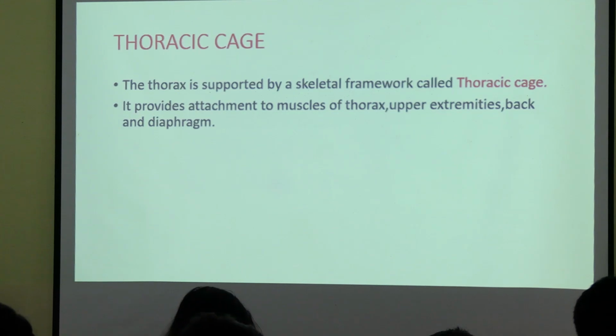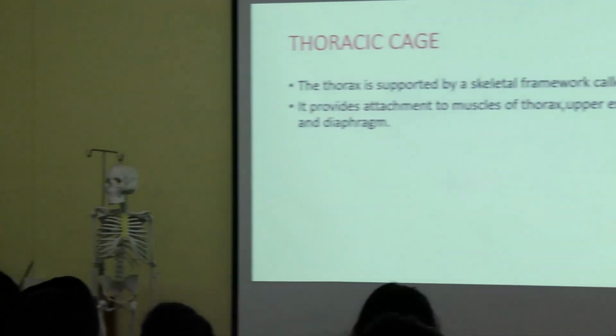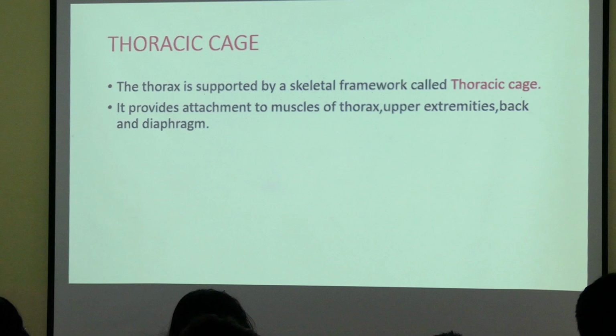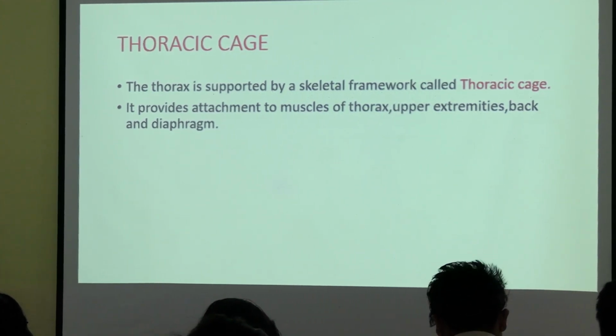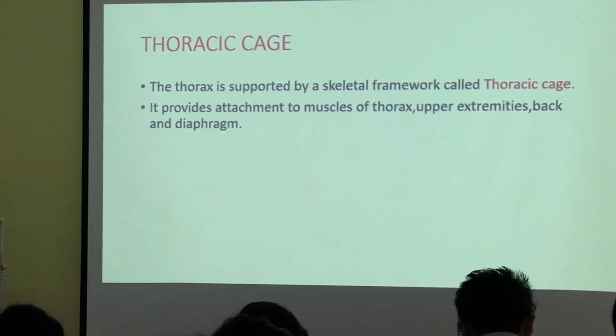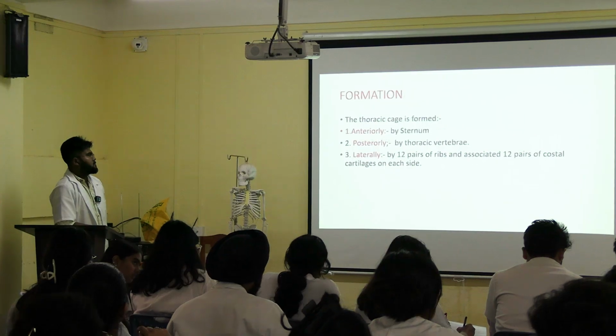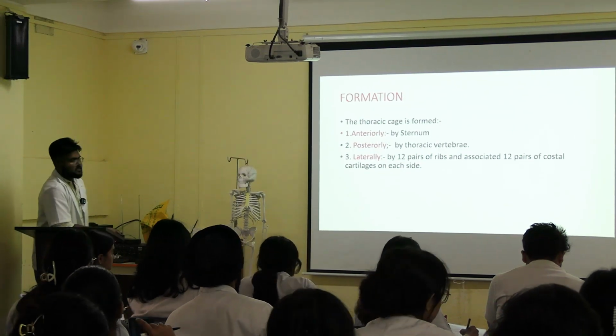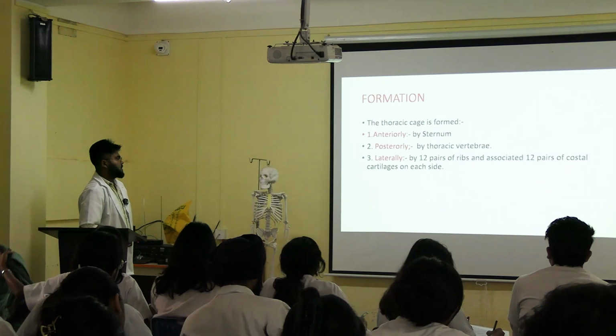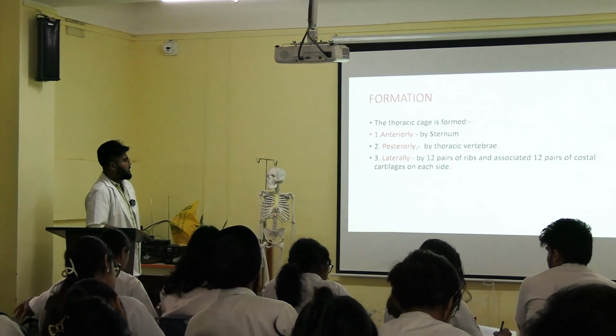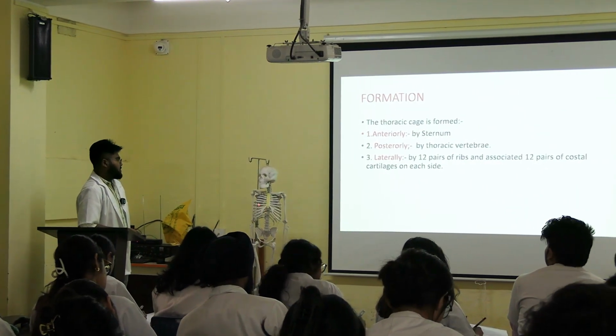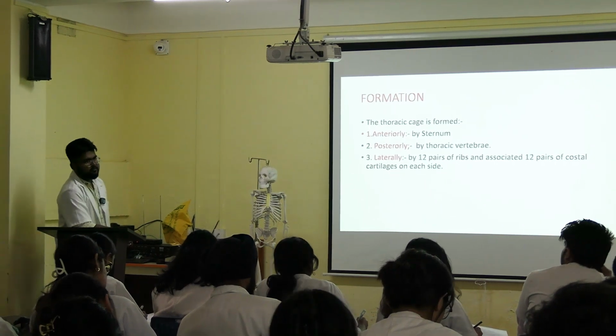So the thoracic cage is mainly this part. The thorax is supported by a skeletal framework. This is called your thoracic cage. It provides attachment to the muscles of the thorax, upper extremities, back and diaphragm. Next is formation, meaning how it is formed: anteriorly the sternum, posteriorly the thoracic vertebrae, and laterally the 12 pairs of ribs.